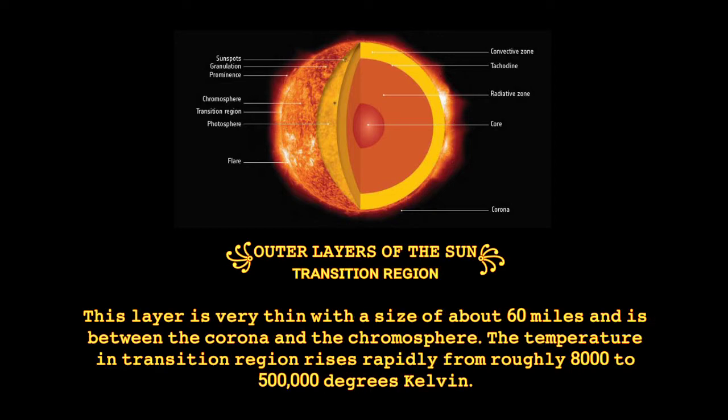The third outer layer is the transition region. This layer is very thin, with a size of about 60 miles, and is between the corona and the chromosphere. In the transition region, temperature rises rapidly from roughly 8,000 to 500,000 degrees Kelvin. Scientists are yet to discover the cause of this rapid rise in temperature.